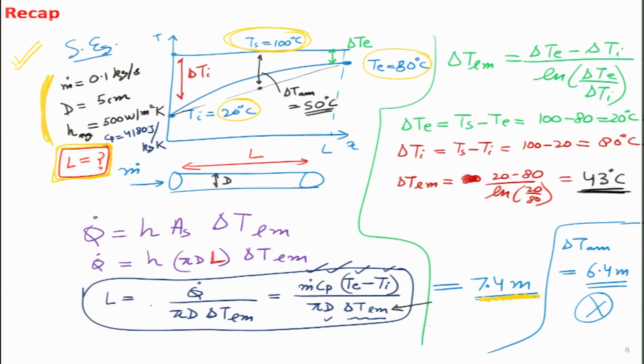Just for illustrating the point, we have also calculated using the delta T average. This is the delta T average value, which is simply the initial delta Ti and final delta Te added and divided by 2. In that case, we get a significantly smaller length, which means it under predicts the length which is needed for the water to reach 80 degrees. So, if we use the value given over here, 6.4 meter, what we would realize is that in reality our water would heat, but not up to 80 degree, maybe a little bit less, 65 or 70 degrees. So, we will fall short of our target.